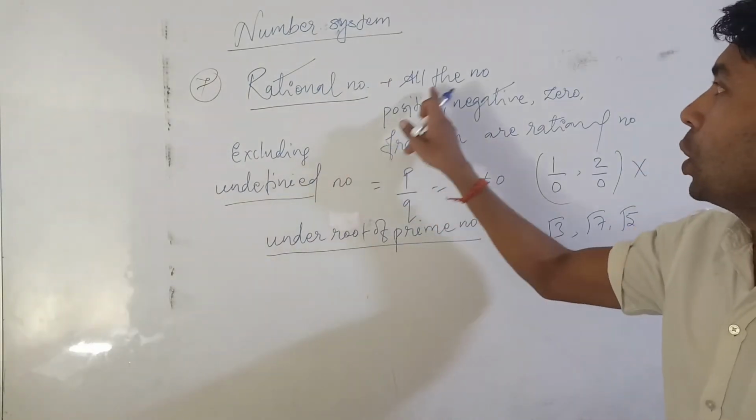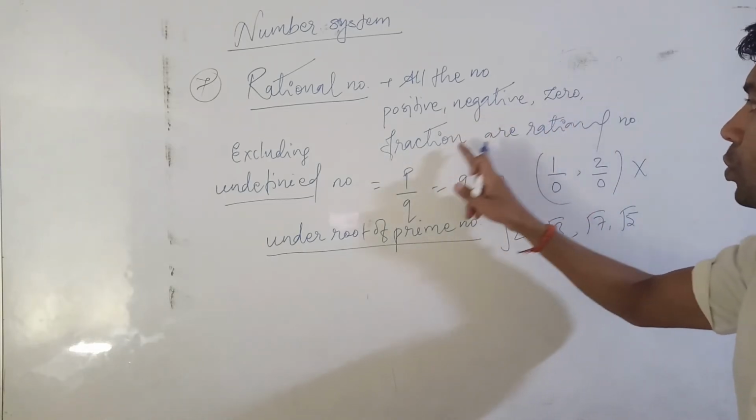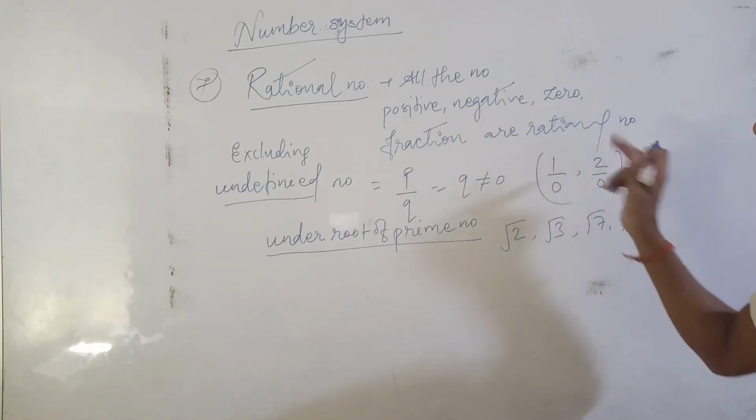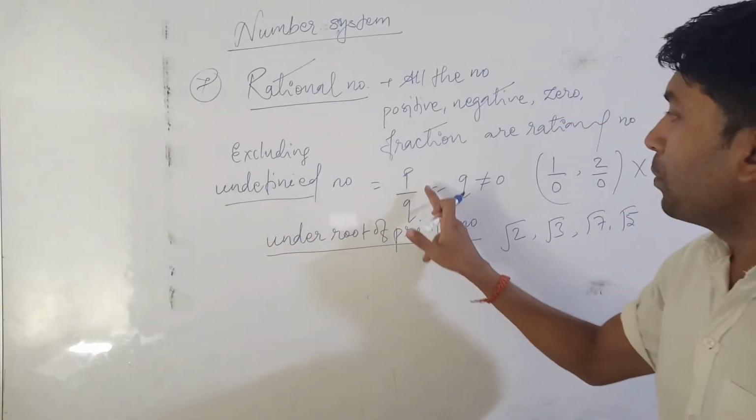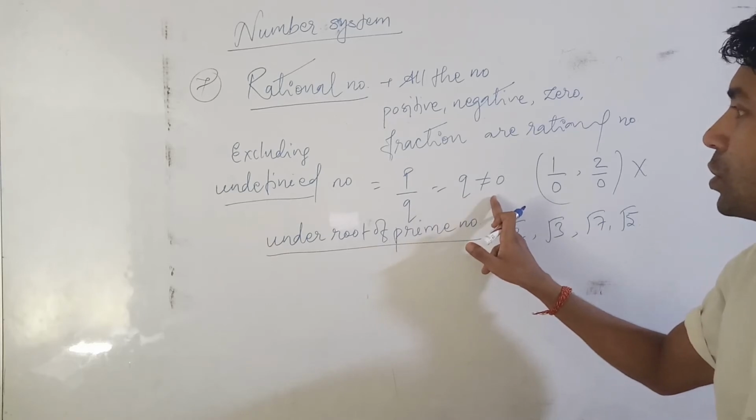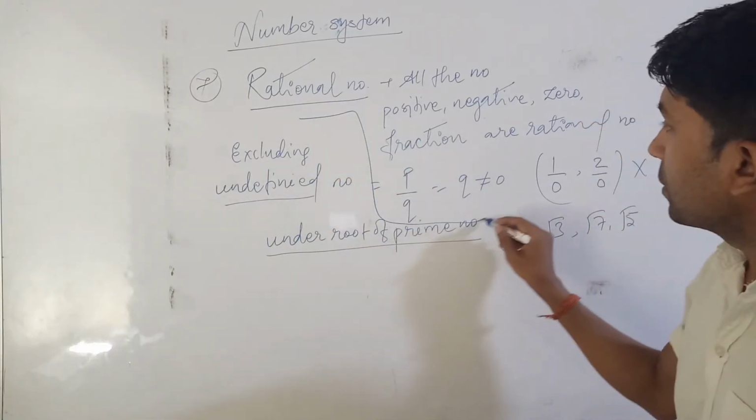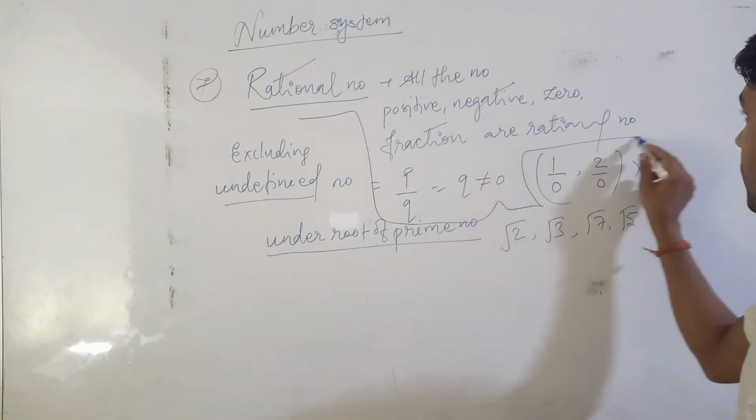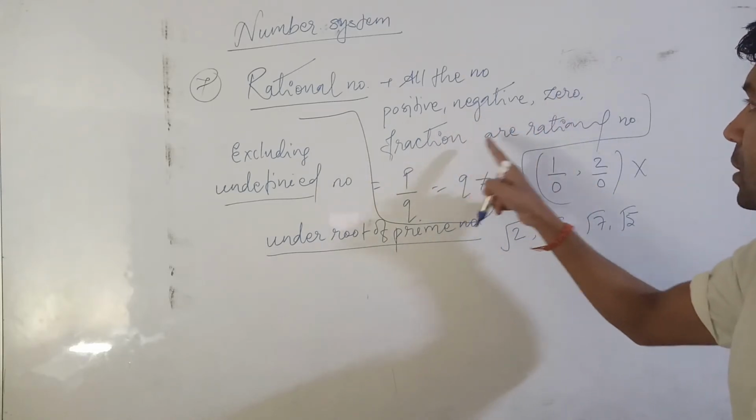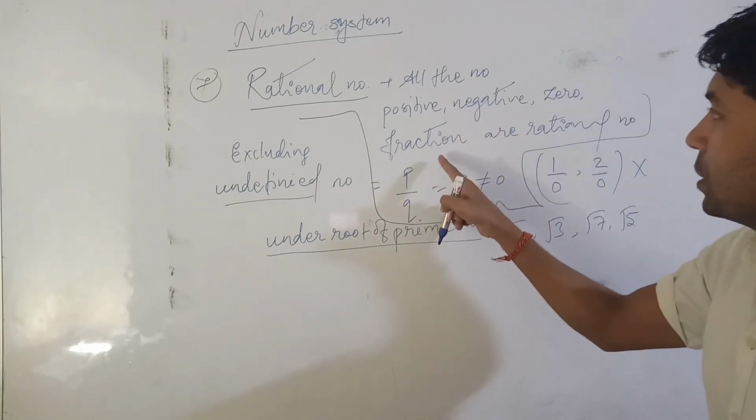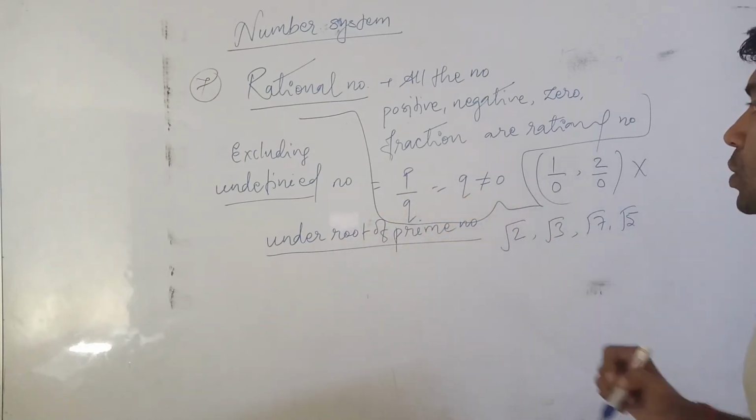All the numbers, positive, negative, including 0, fractions, are rational numbers, excluding undefined numbers, where q is not equal to 0. Basically this is the definition of a rational number. It should be in this form: all the numbers positive, negative, 0, fractions are rational numbers, and they should be in the form p upon q, where q is not equal to 0.